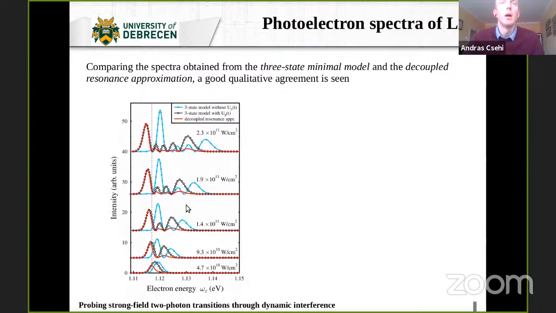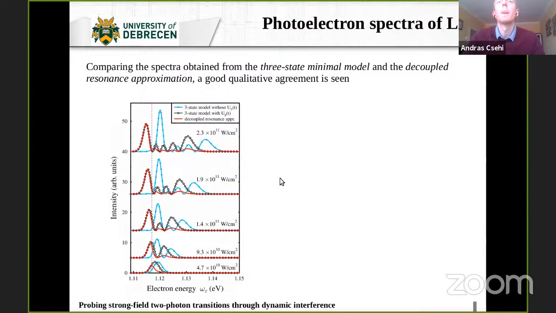What is shown here, these intensities are chosen and the spectra are artificially shifted apart from each other for visualization. So these intensities are chosen from the previously shown contour plot such that integer numbers of Rabi cycles are induced. So here 1, 2, 3, 4, and 5 Rabi cycles are induced, and the number of sub-peaks are the same numbers in these spectra.